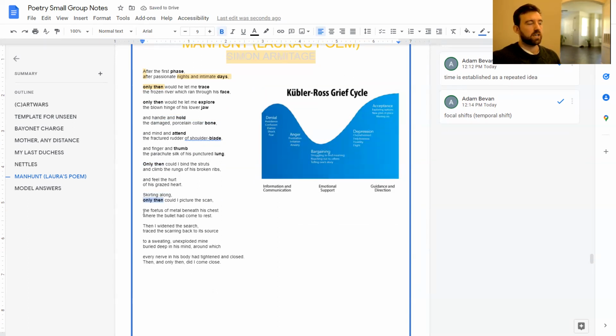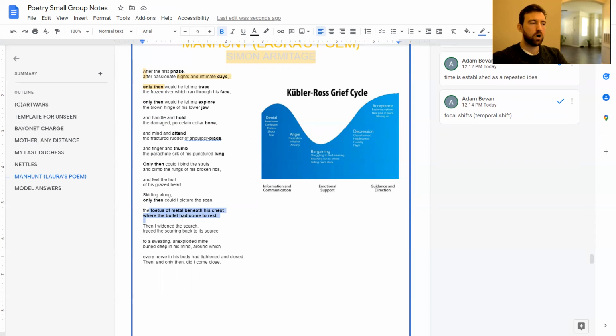And we get to bargaining when we get this more disturbing image. This is no longer of the body, but something in the body. A fetus of metal beneath the chest, where the bullet had finally come to rest. So now we're even extending that theme out more. So it's still the theme of the body, but now we've got a fetus of metal. This is a very strange image, right? A fetus is a baby. A fetus of metal is a very strange, complex image. And the fact that we then find out it's a bullet. So the reason he's all messed up is because there's still a bullet in him from war, right? So that's extending that theme out of the body more.